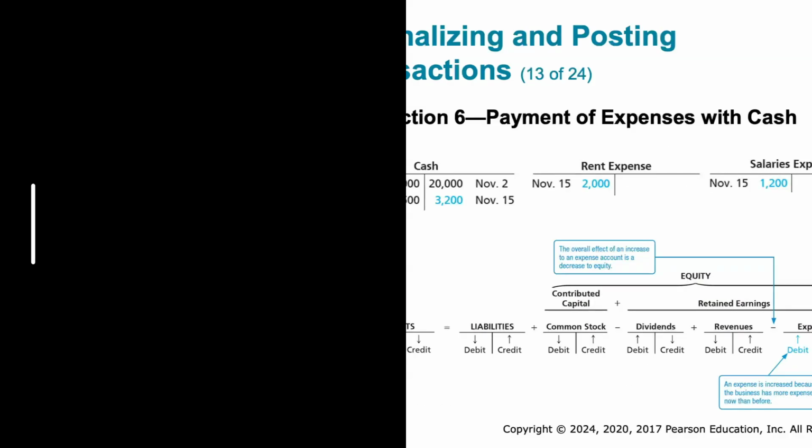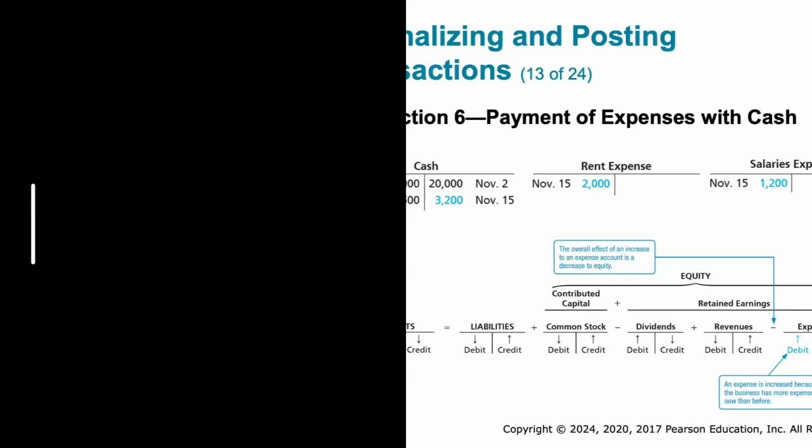You just got to make sure that they balance out. Payment of expenses with cash, then we move those accounts to our ledger. So now cash went down $3,200. That is our credit. And then our debit, rent expense went up $2,000, and our salary expense went up $1,200.